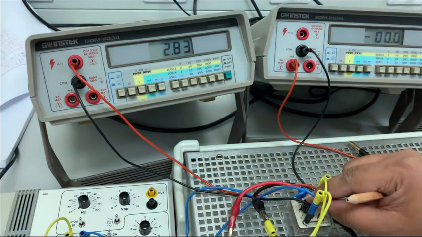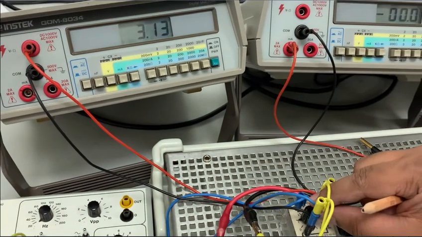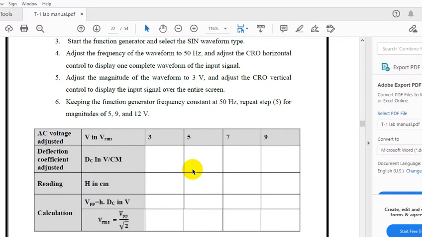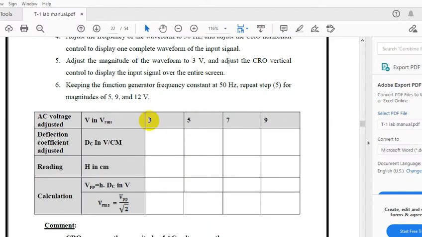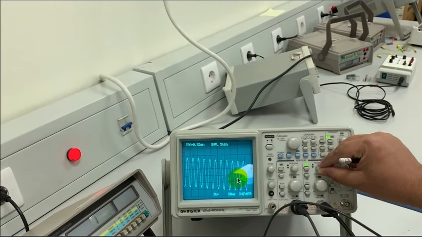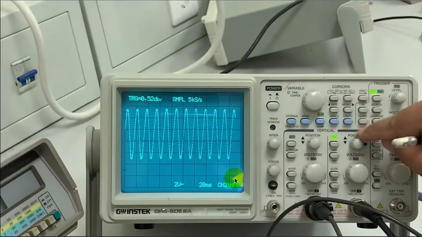Now I will set it to 3 volt as in the tabular form. You can see it is 3 volt here. When it is 3 volt, we set it to 3 volt, then let us count, just shift it properly.